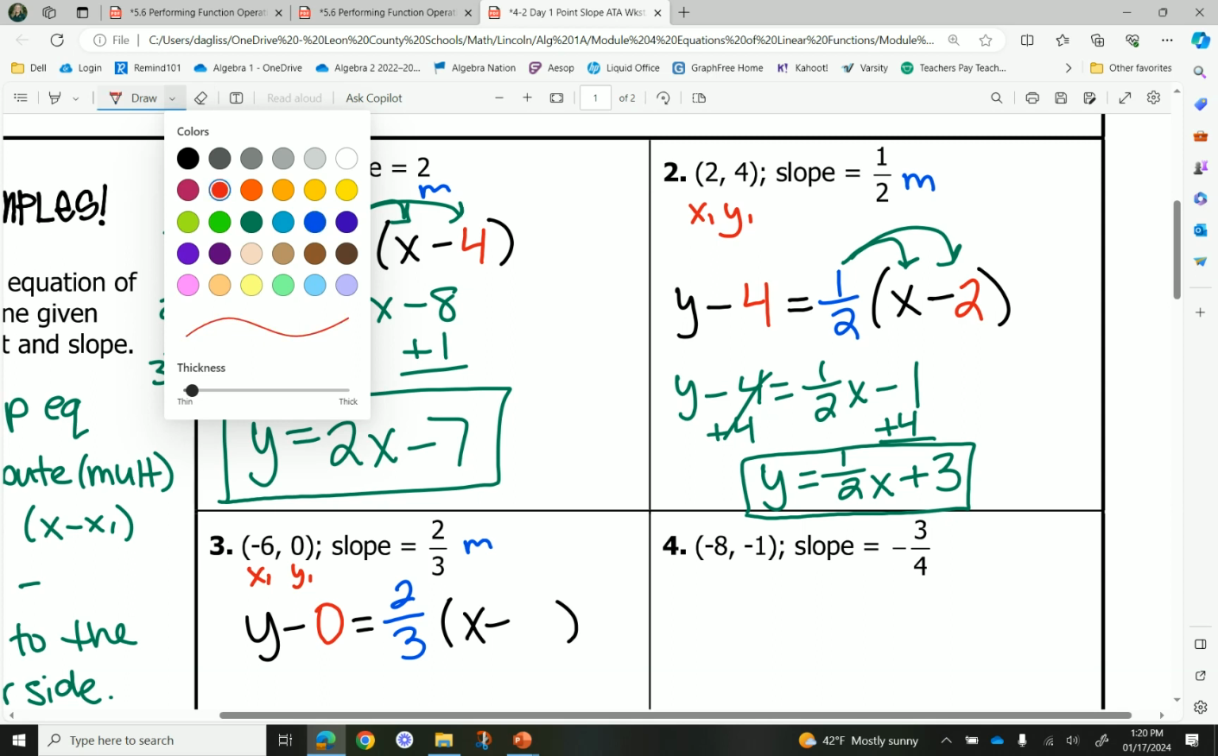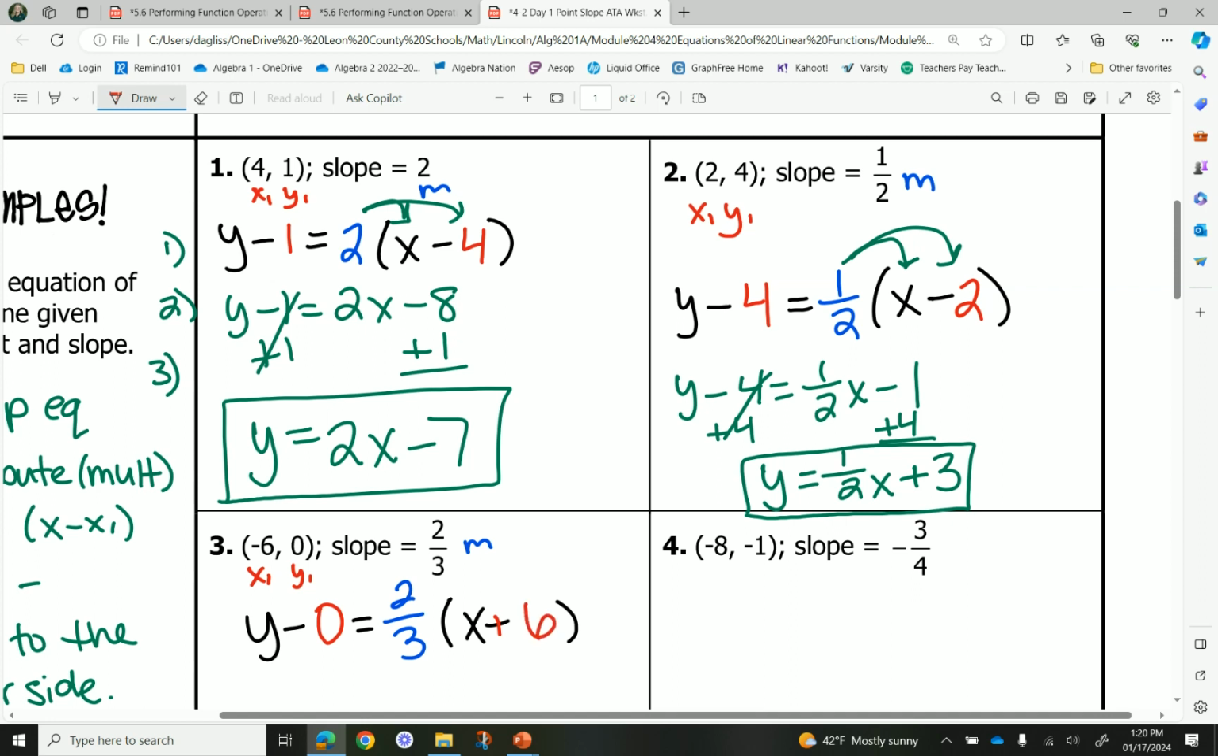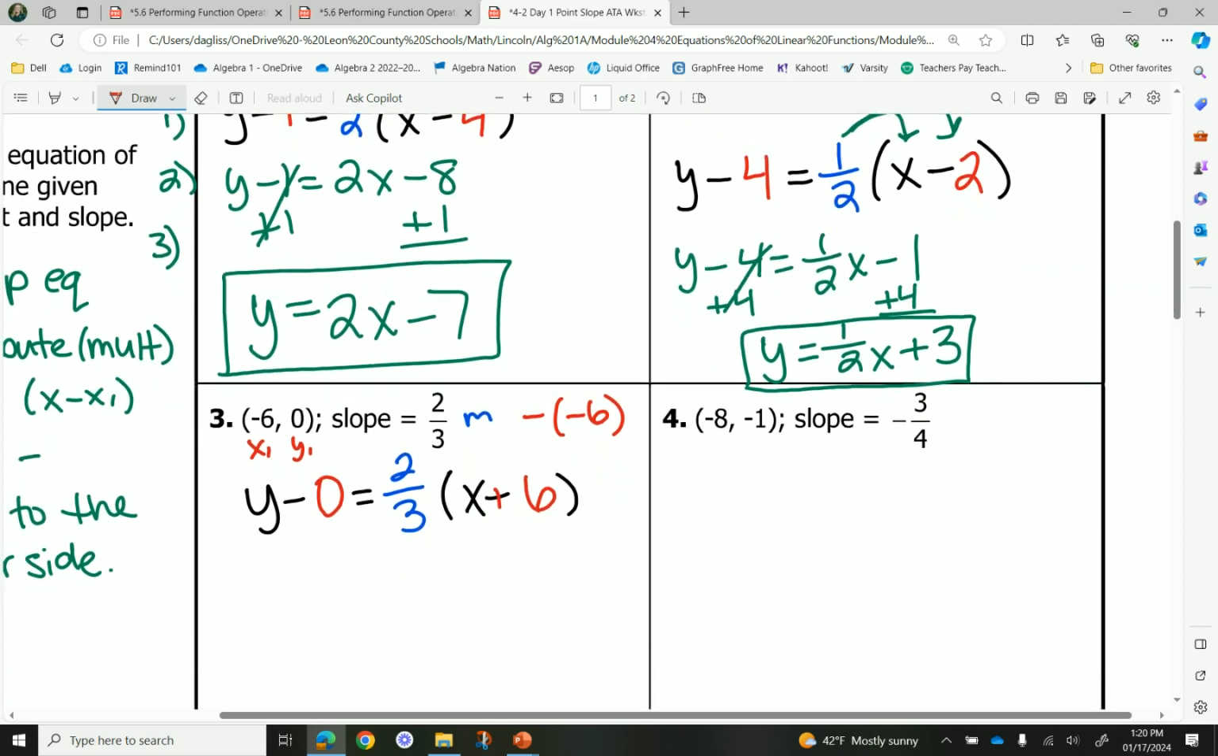So it becomes a positive 6, right? Because it's minus negative 6. You can't add a negative. The minus is always there, so if you bring in another negative sign with it, it's going to change it to a plus sign. Good question. So negative negative 6 changes this to a positive 6.